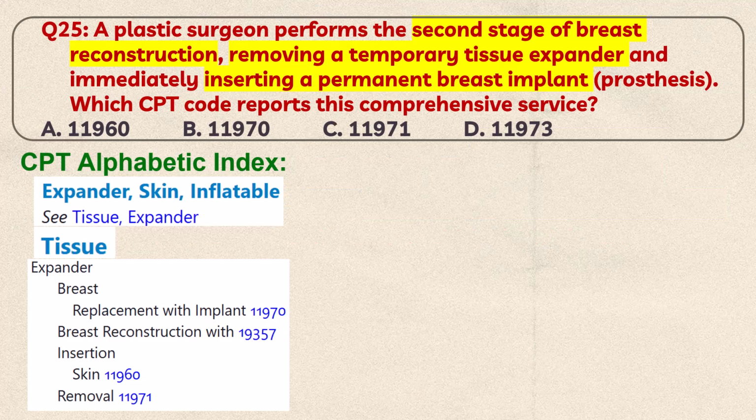So here the main term is expander. When you go to the index of expander, there you can see skin inflatable. It says see tissue expander. Again, go back to the index of tissue and go to the subterm expander. In the expander, you can see this is breast replacement with the implant, breast reconstruction with this code, insertion this code. So let's go to the code description.